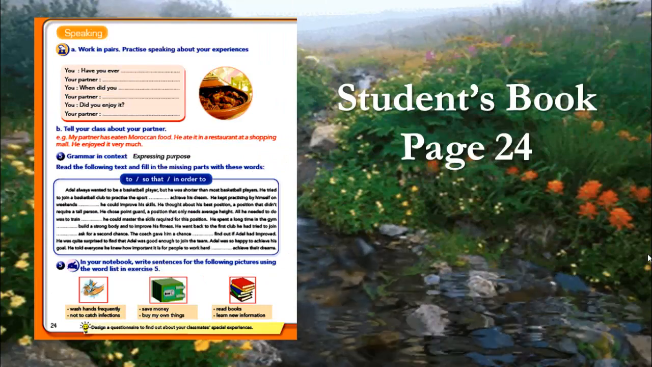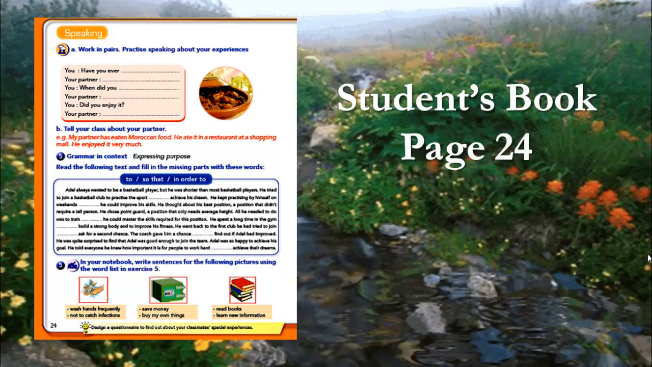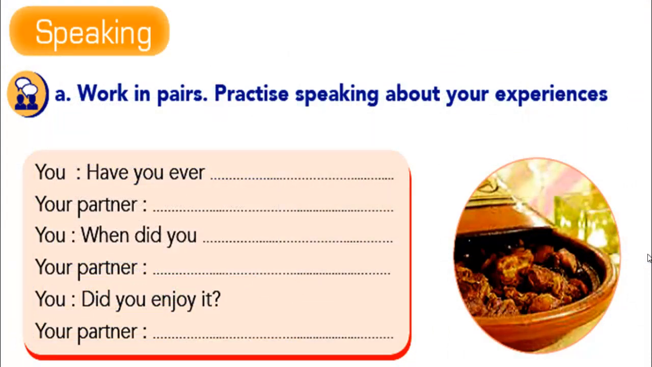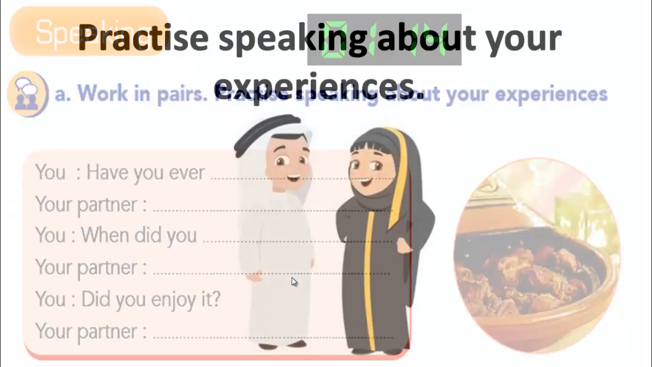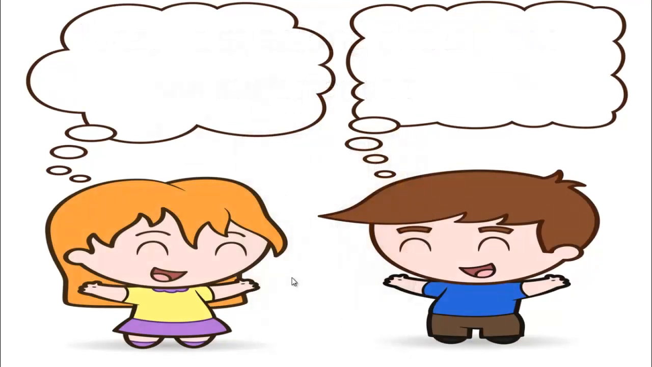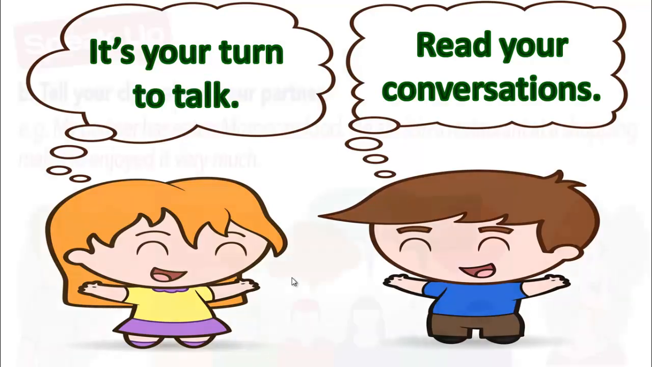Now let's move to our book, page 24. We are going to practice speaking about experiences. Here you have to ask your partner some questions about his experiences, and he's going to answer you, and take turns. Make him ask you and answer him. Speak about your experiences. Time to speak. It's your turn. Try to say them.